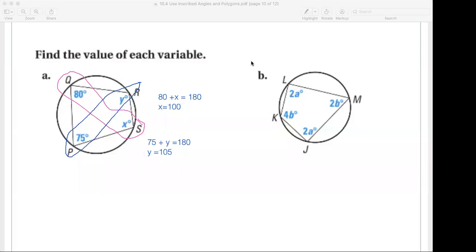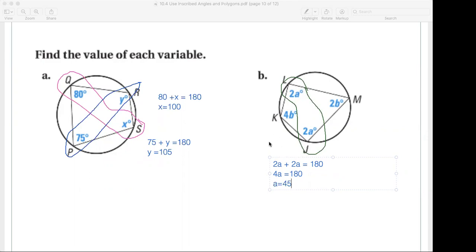All right, so let's go ahead and find, this one's just a little more complex equations. I like to circle my opposite angles. It helps me make connections. So then this would be 2A plus 2A equals 180. So that's 4A equals 180. So then A looks like 45.